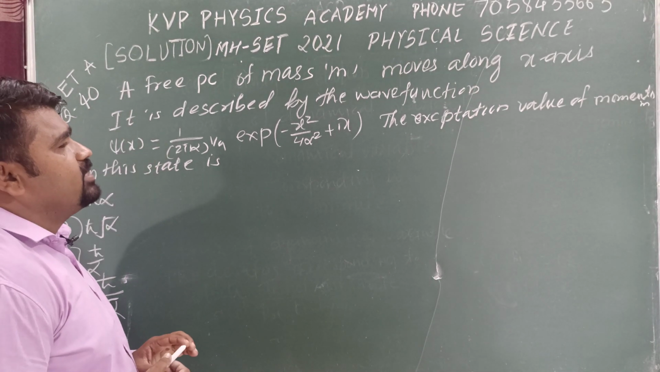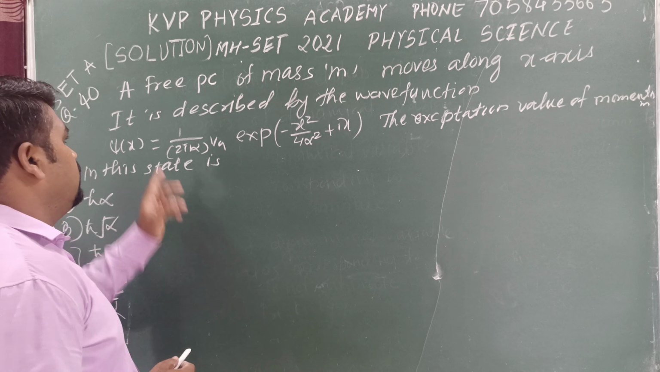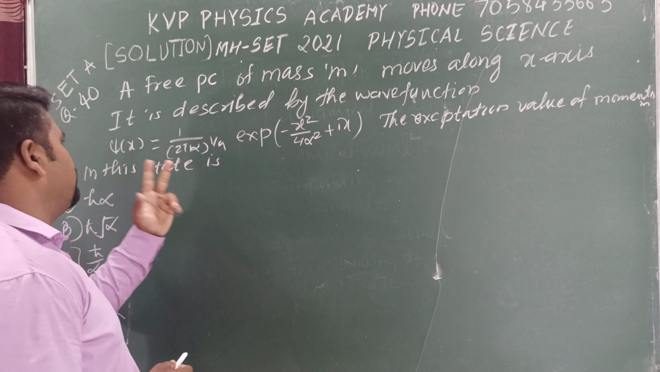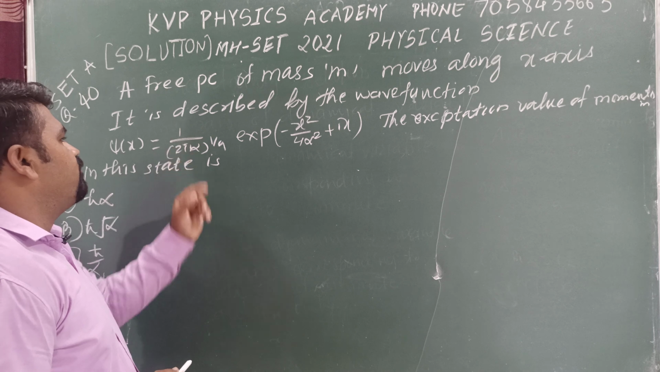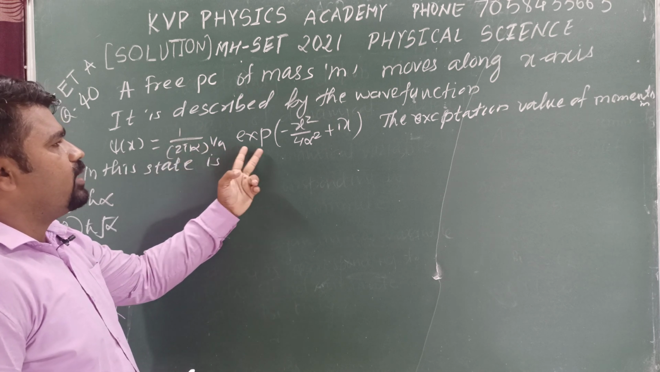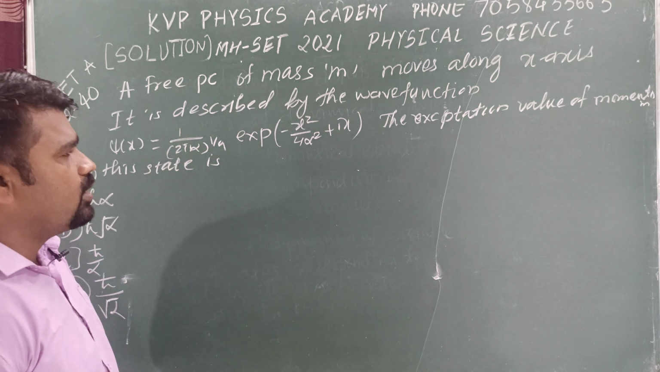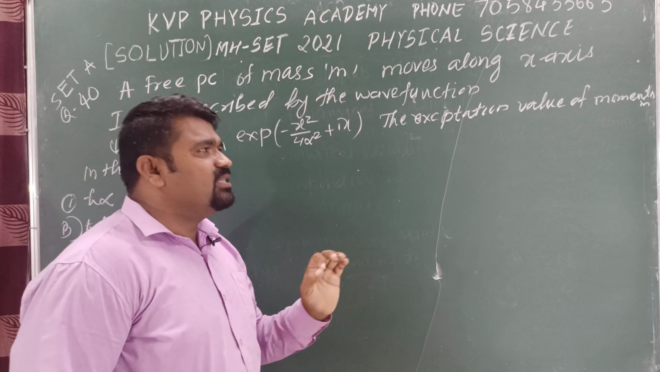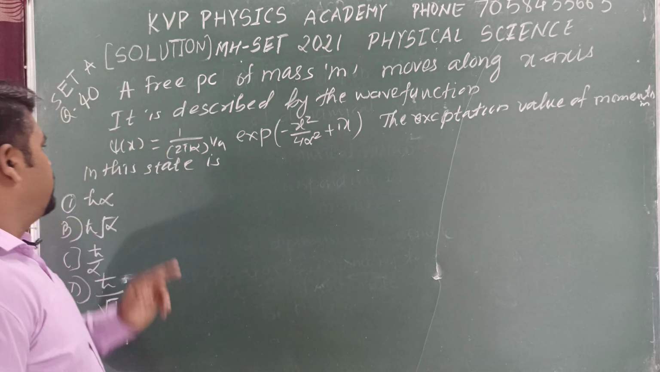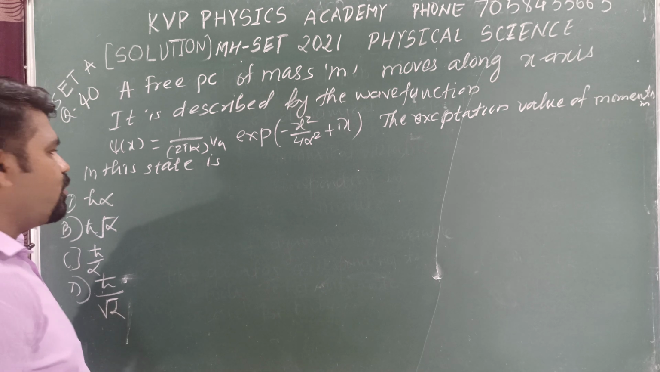Quantum question number 40. A free particle of mass m moves along the x-axis. It is described by the wave function ψ(x) = (1/(2πα²))^(1/4) exp(−x²/(4α²) + ikx). What is the expectation value of momentum in this state?